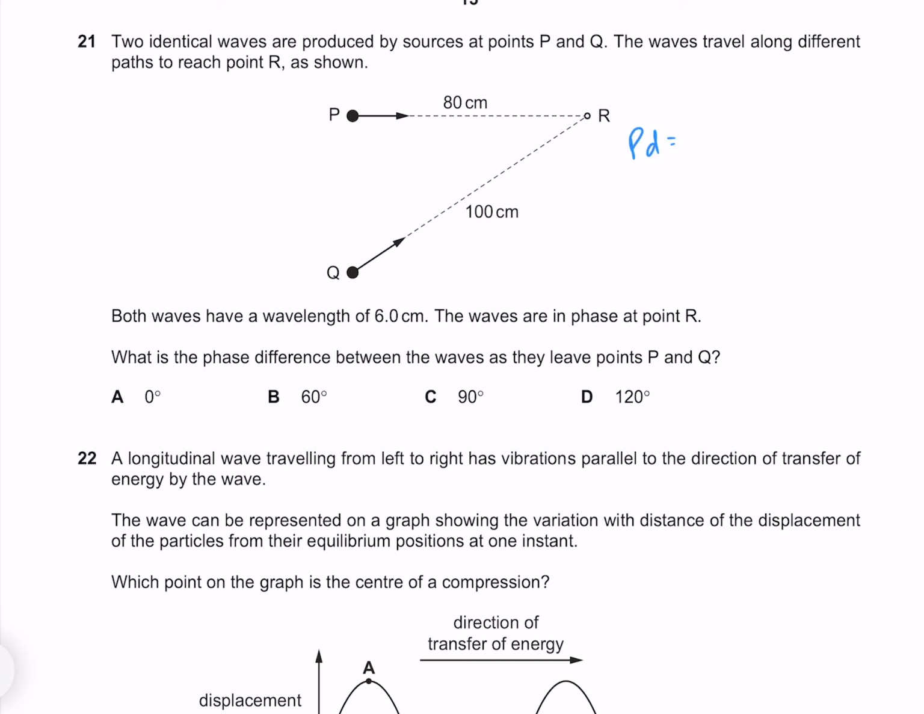Our path difference is 20 cm, which, because our wavelength is 6, is 3 wavelengths plus a third of a wavelength. Because 3 wavelengths is 18, and a third of a wavelength is 2, giving us our total path difference of 20. And so our phase difference is 1/3 of a wavelength, and therefore 1/3 of 360 degrees, which is 120 degrees. So our answer is D.